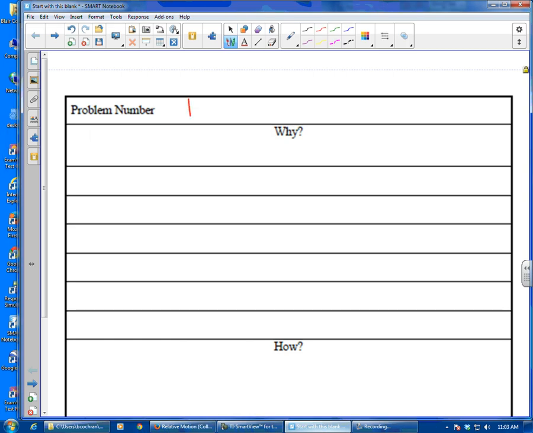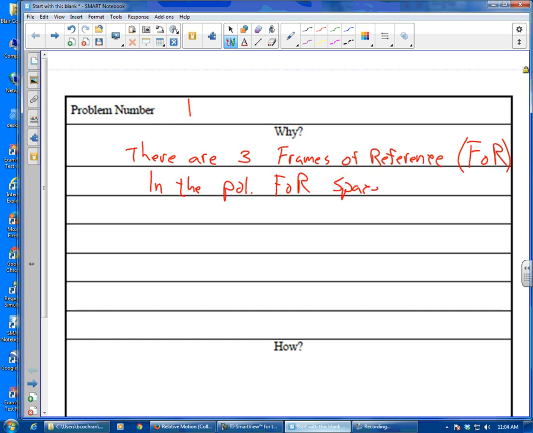This is number 1. I would probably put something like there are 3 frames of reference, and those I always just abbreviate capital F, lowercase o, capital R. In the police frame of reference, space is moving to the left, and so are the pirates. The police are not.